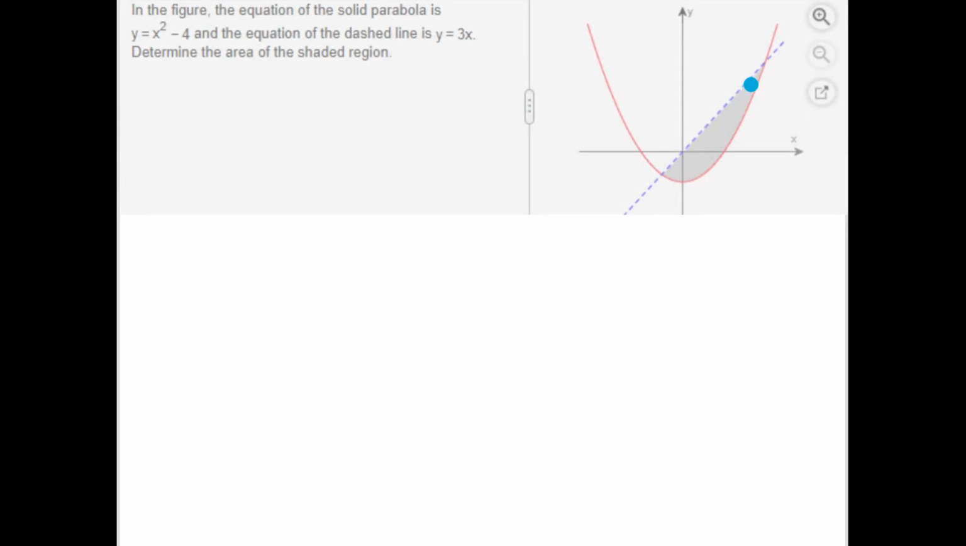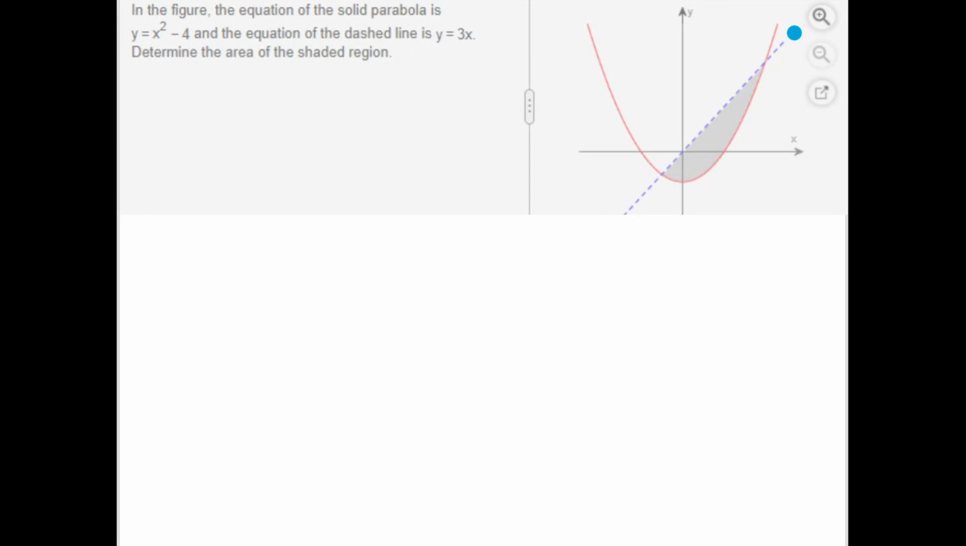Now this is an integration problem. Basically, you're going to be integrating the area of the function that is greater than the other function for the entire interval. We're going from this intersection to this intersection, and we're going to solve for those values. The function on top is 3x, which is greater than x squared minus 4 over the entire interval. And so we're going to be subtracting those areas.